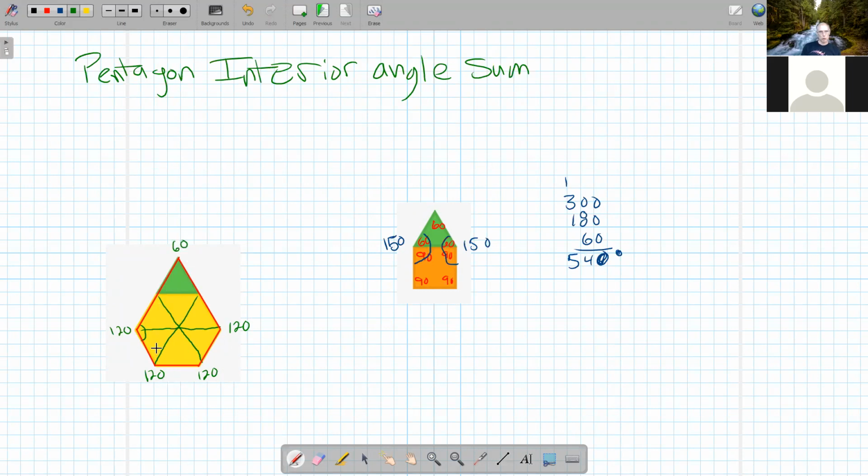So I have a whole bunch of 120s. So 1, 2, 3, that's 400. And then 20, 40, 60, 80. And then 60 gives me another 540. Okay, so I have 2 of them I put together, give me 540.